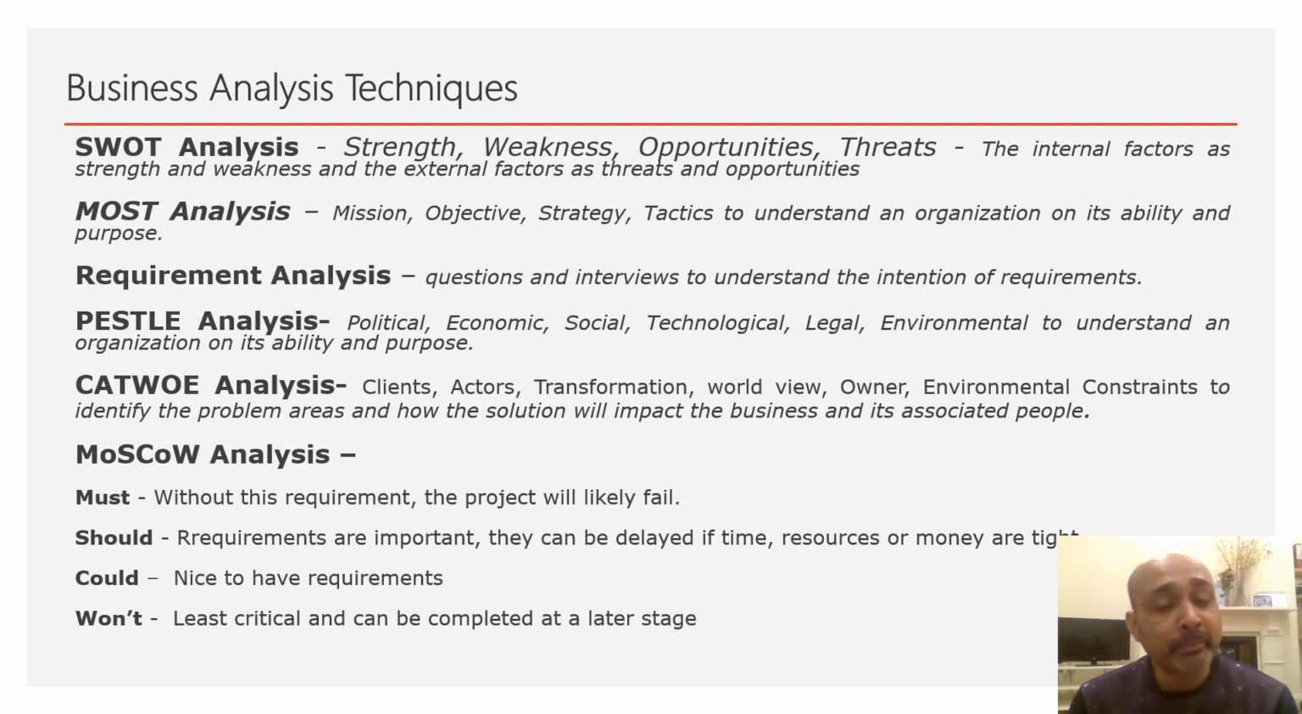Sometimes people ask, what is MVP, minimum viable product? So what is minimum and required goes into must. After the minimum is completed, then should requirements would come. Could requirements are nice to have, sometimes a cosmetic change, like a nice to have change in, you can say, a website or web page. However, it is not required exactly now, it can be delayed. Won't requirement is the least critical requirement and can be completed at a later stage. If you have enough budget and enough timelines, you can consider prioritizing won't requirements.